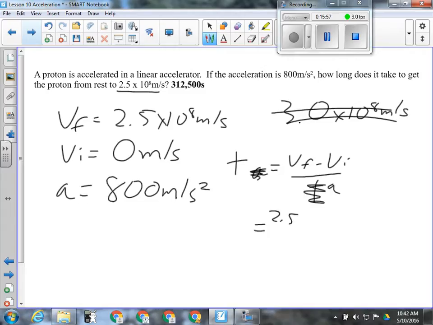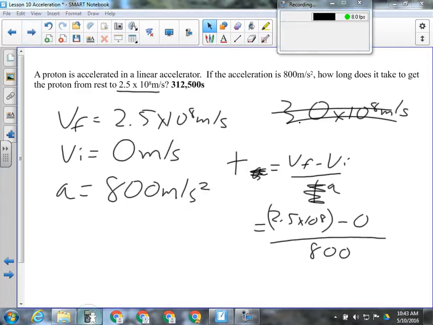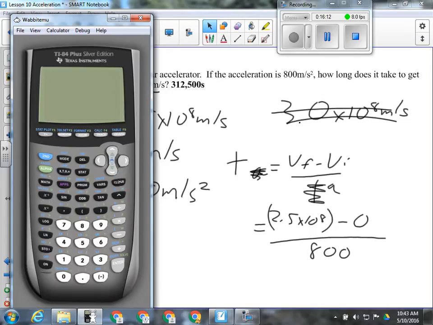So we'll have 2.5 times 10 to the 8, which you punch into your calculator the same way you did Avogadro's number. You've got to put it in brackets and use the E button. Minus 0 over 800. So when I punch that in, it's going to have to look like this: brackets 2.5, whoops, not 0.5, 2.5, E8, and since it's minus 0, I'm not even going to bother writing that in there, divided by 800. That gives me 312,500 seconds. Of course, that's not correct for significant figures.